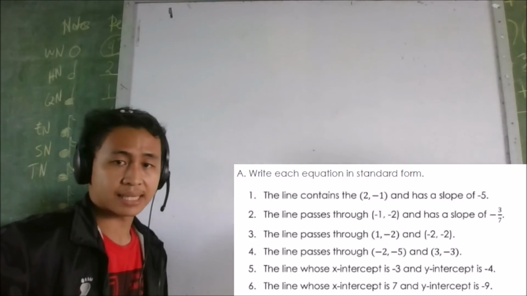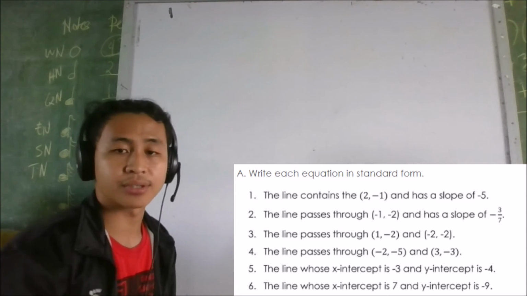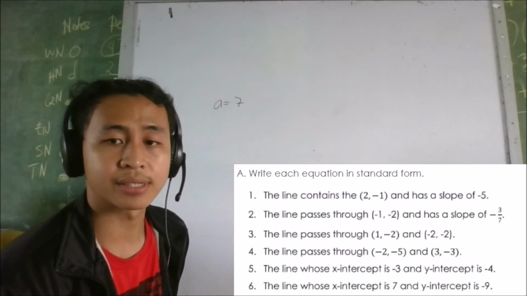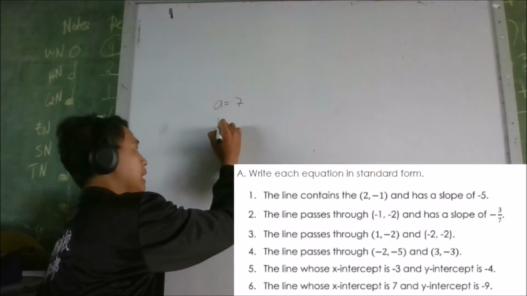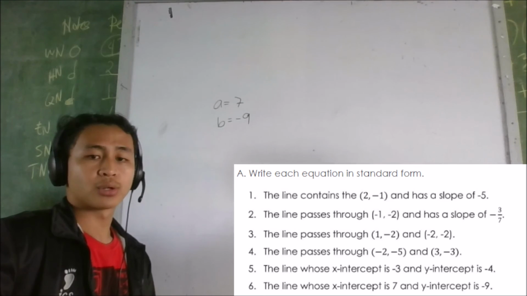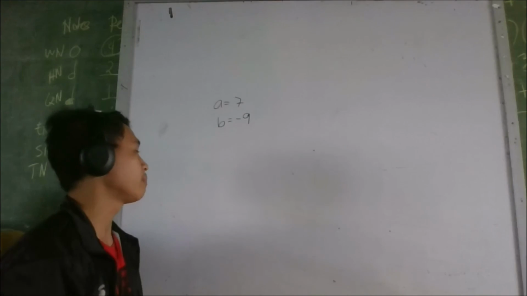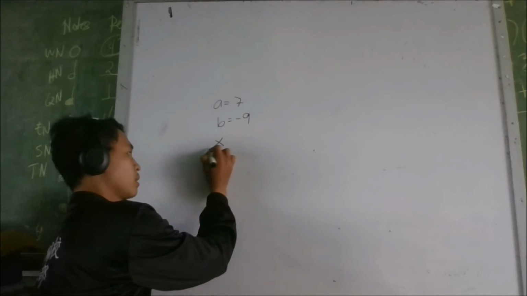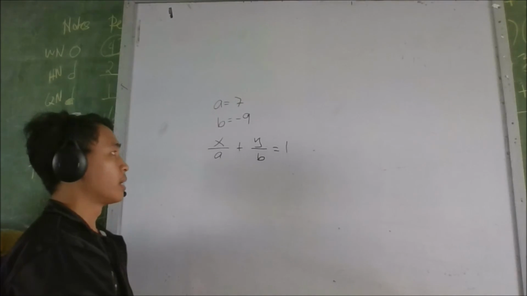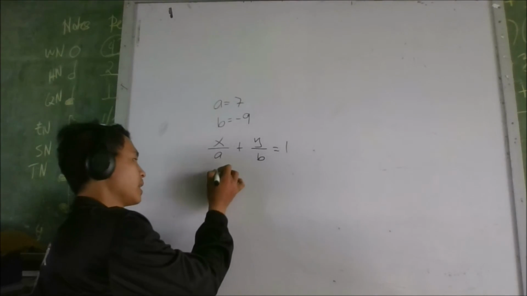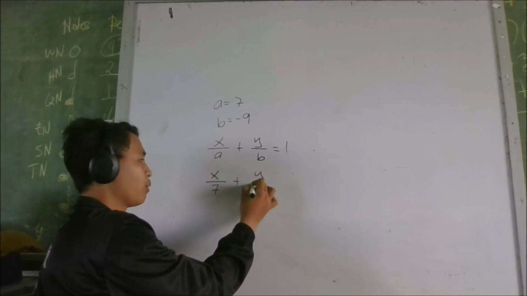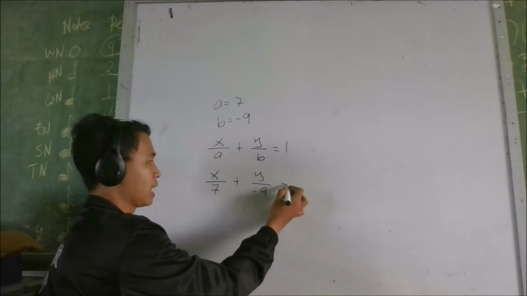And for our last example, students, the line whose x-intercept is 7. So A equals 7. And then y-intercept is negative 9. So B equals negative 9. Find the equation of the line. So again, what we're going to use, since given yung A and B, is the intercept form. That is x over A plus y over B equals 1, right? All we have to do is just substitute all of the given. So x over A na 7 plus y over B na negative 9 equals 1.